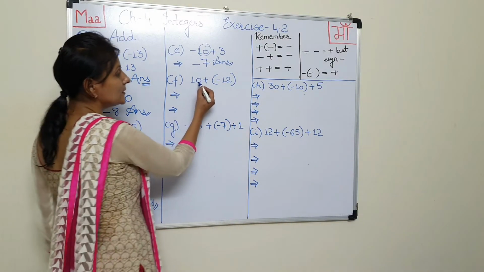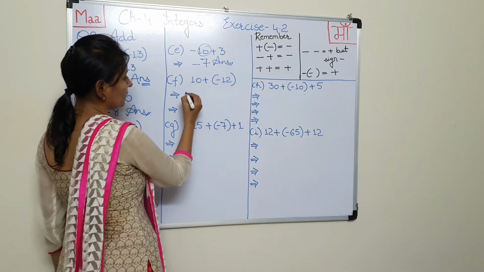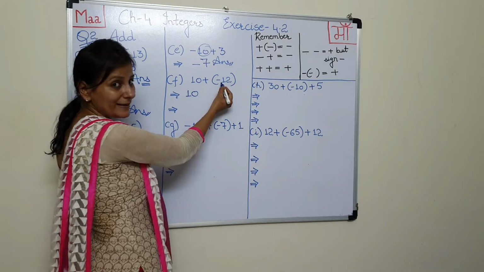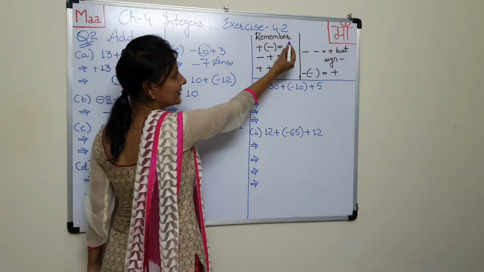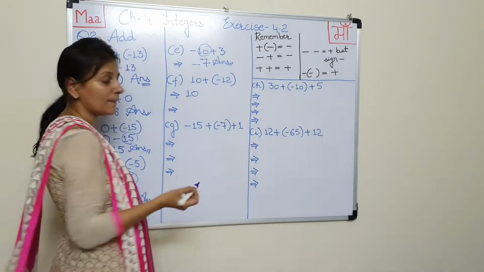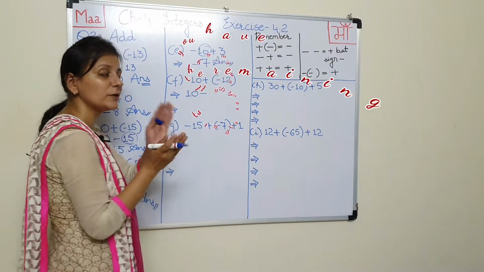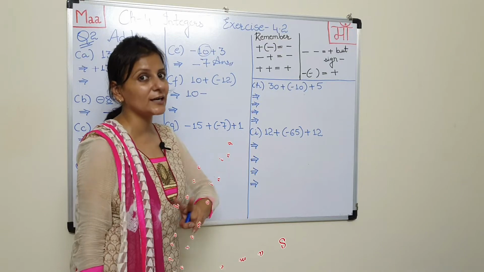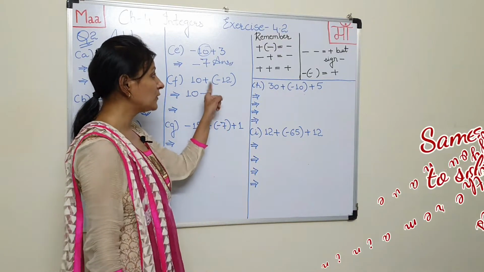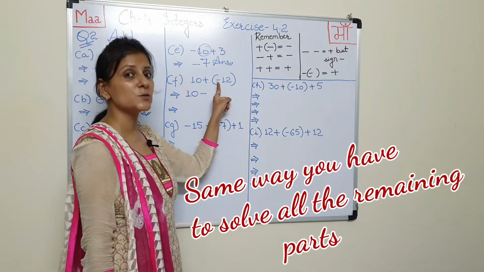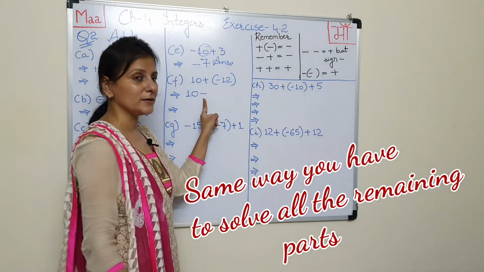Then next, 10 plus in bracket minus 12. So first of all 10 will come. Plus outside the bracket, minus inside the bracket, plus outside, minus inside. So the result is minus. So plus minus will become minus. Basically we don't put two signs. I have told you this before. So we will convert these two signs into one sign. So after converting plus minus into one sign, it will be minus only.